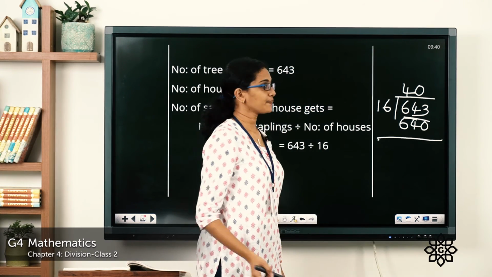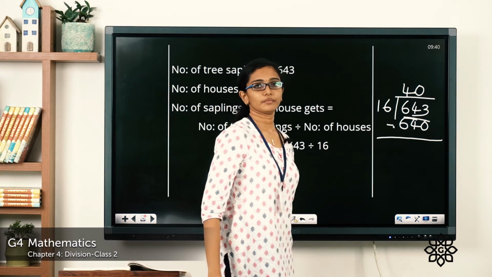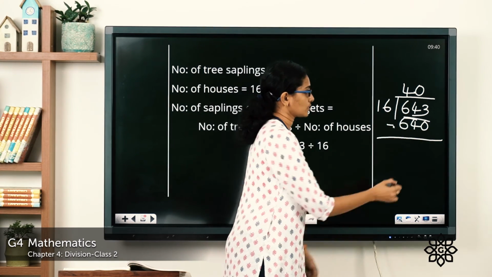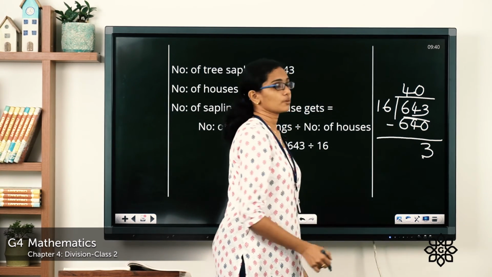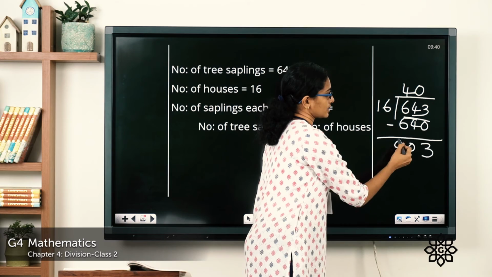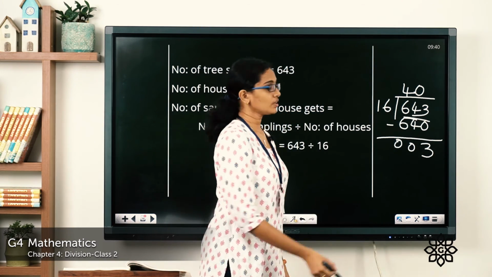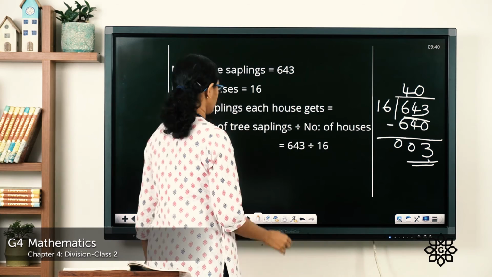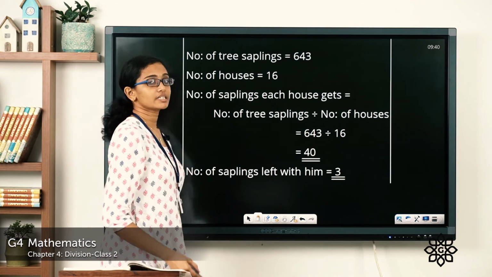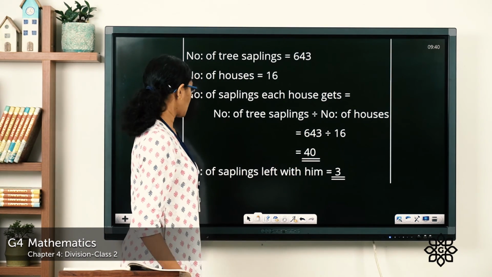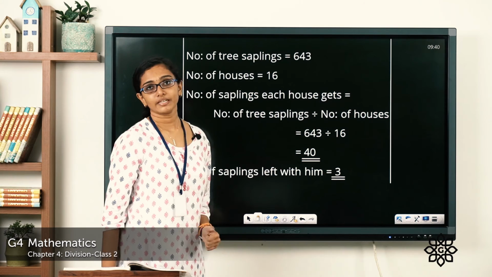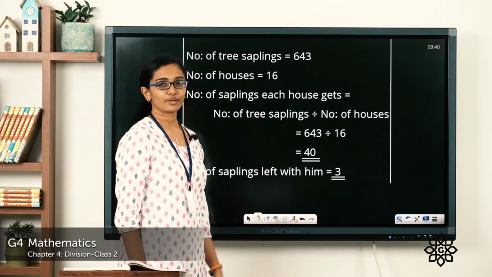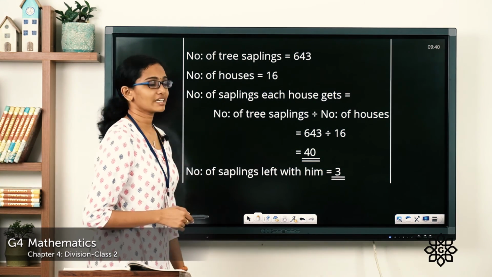Now what's the next step? Subtracting these two numbers. So 3 minus 0, it is 3. 4 minus 4, 0 and 0. Are there any more digits to bring down? No. So here we have the remainder 3 and the quotient 40. So the number of saplings each house will get is equal to 40, and the number of saplings left with him, the remainder, is equal to 3. I hope this is clear to you.